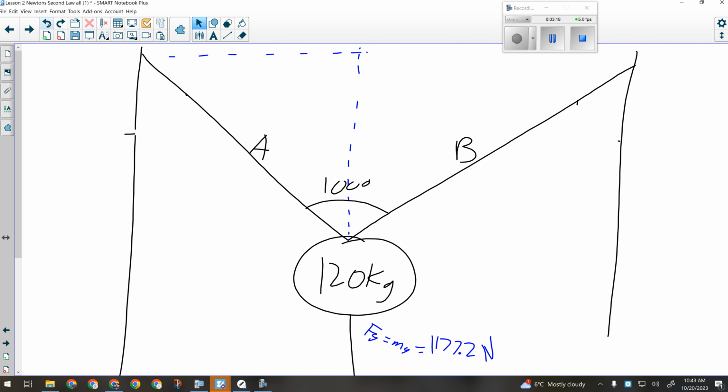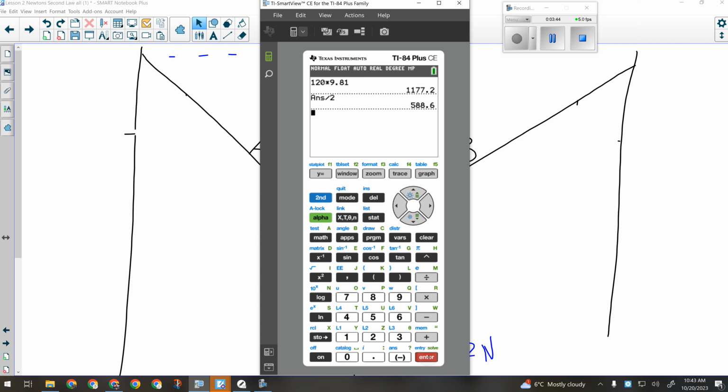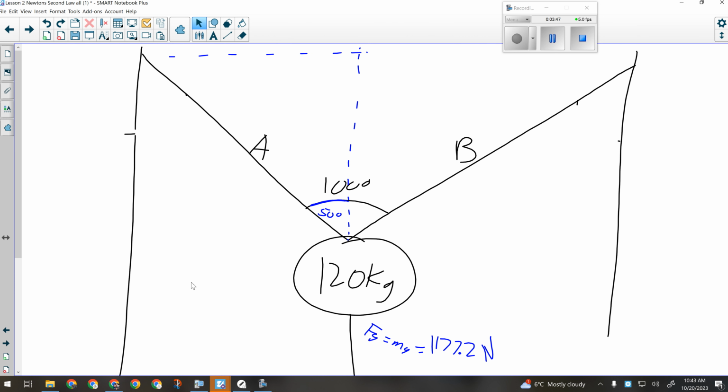That's the trick with this question: I have to split that force between the two cables so that I end up with a net force of 0. Now, when I split this, this angle is now how much? 50. That's the other thing I've got to split. So I've got to split the force of gravity, and I've got to split the angle. All right, so my gravity is going to be 588.6 newtons up. I've got a 50-degree angle.